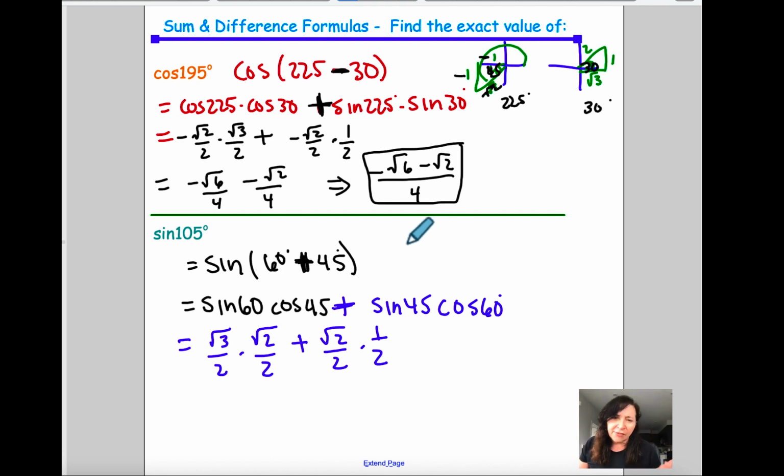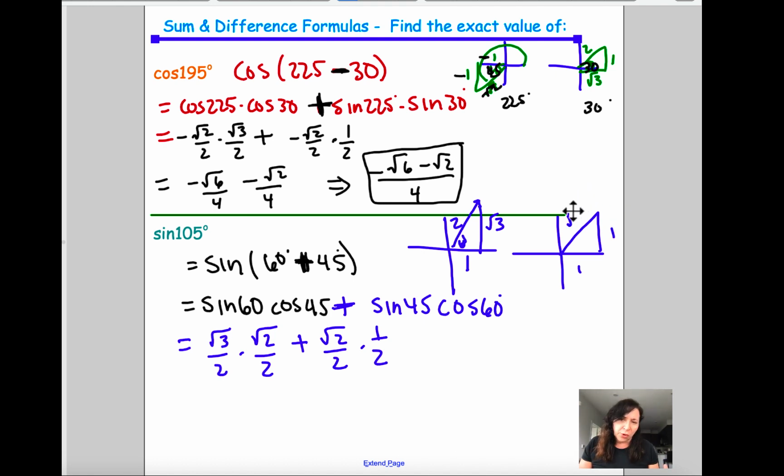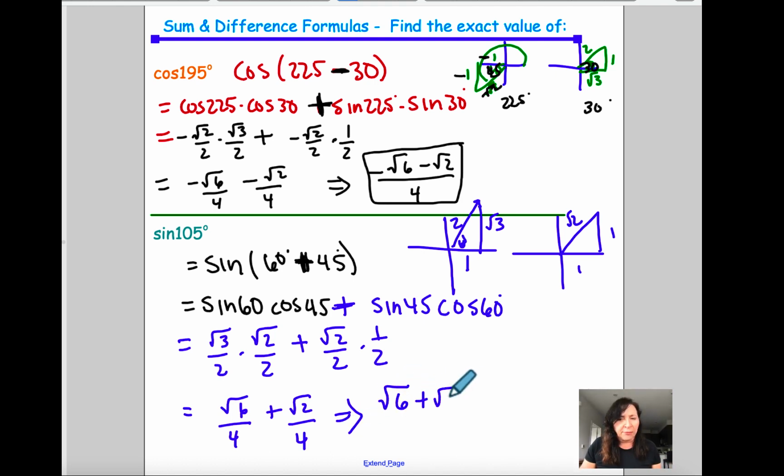Now, if it makes you happy to redraw the graphs, you should. Meaning I can draw a 60-degree graph right here, which means opposite 60 is root 3, this is 2, this is 1. 45 degrees would be 1, 1, square root of 2. So if that makes it easier for you to fill this in, absolutely you should. So this is root 3 times root 2, which is root 6 over 4, plus root 2 over 4. And again, I absolutely can combine those because the denominator is the same. So root 6 plus root 2, all over 4.